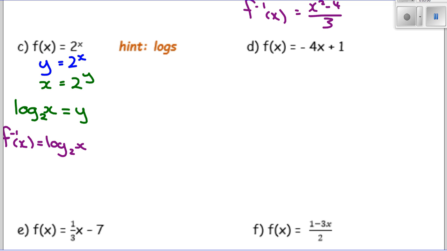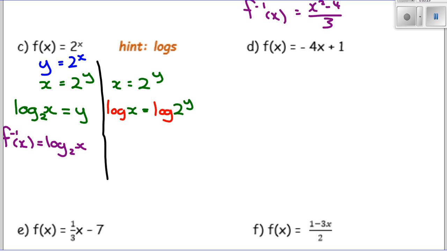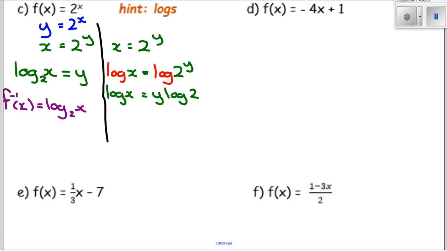We'll try both versions, one where we log both sides instead. And it's an equivalent answer, so we would go x equals 2 to the y. So then we could log both sides. I'll put the log in red to show that we've logged it. Log x equals log 2 to the y. So just log both sides. So then we get log x equals y log 2. And then we just divide off log 2 on both sides.